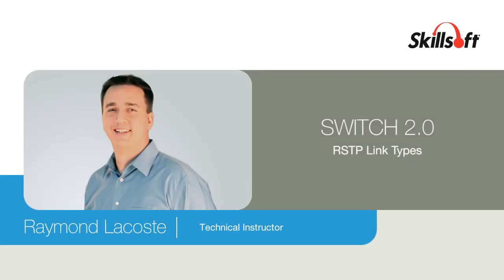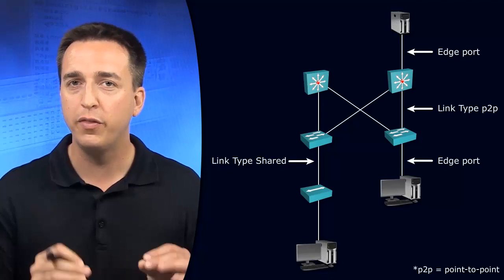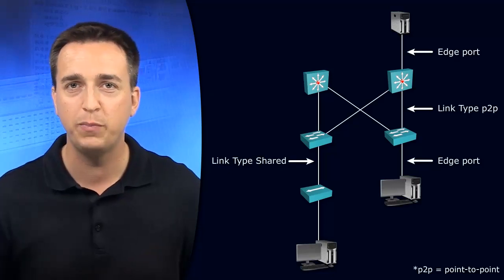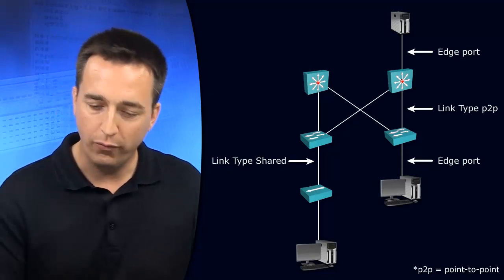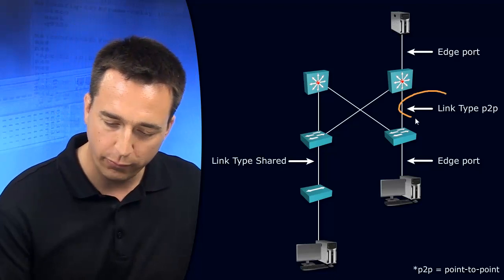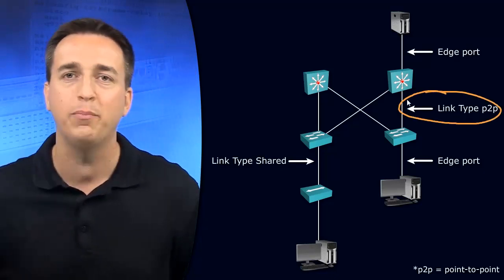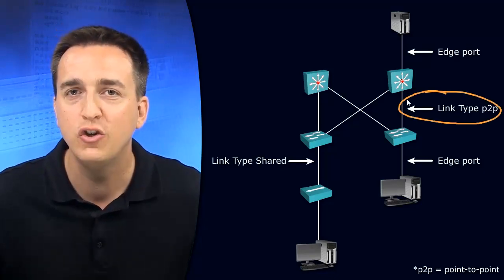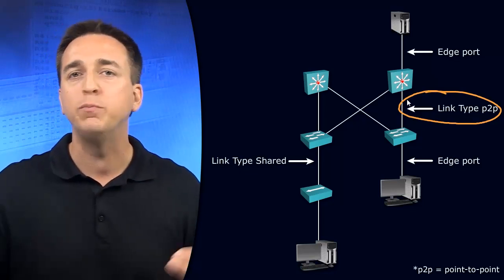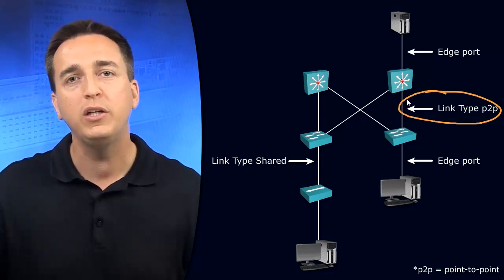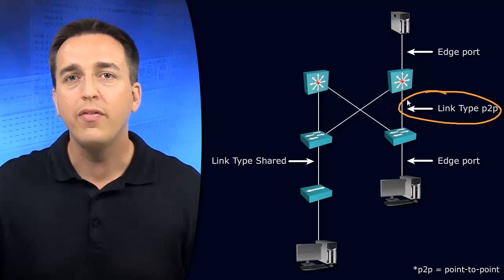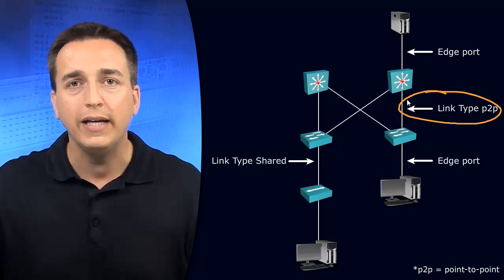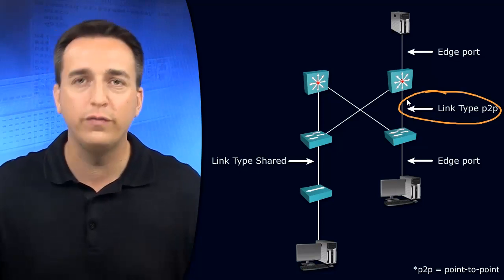Rapid spanning tree protocol will categorize the various links within the spanning tree topology. If we examine this right here, we can see this link type is listed as point-to-point, and we find these point-to-point links between switches that have links that are full duplex.